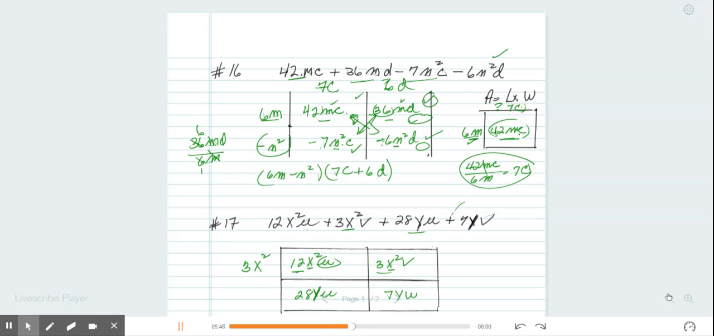I've got a u term here and a v term, nothing common. I do the same thing. I factor out the GCF for these two terms, 28 and 7. Let's see, the largest number that goes into 28 and 7 is 7.